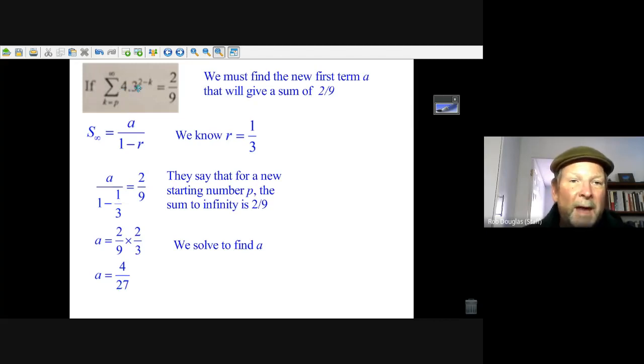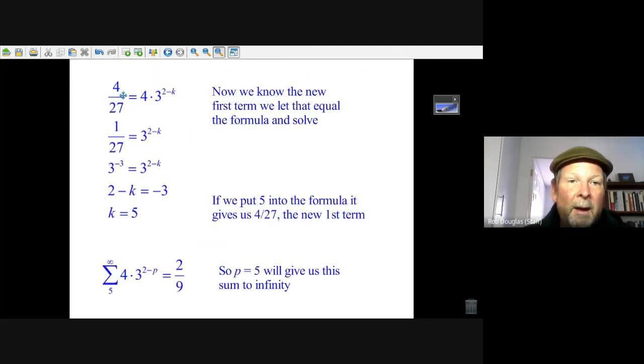Well, if we use that formula, 4 times 3 to the 2 minus k, and we put in 4 over 27, that first term, and then we solve it, I think we're going to get our answer. Well, let's do that. 4 over 27 equals 4 times 3 to the 2 minus k. Let's just solve this. Divide both sides by 4. We get 1 over 27 equals 3 to the 2 minus k. But 1 over 27 is 3 to the minus 3.